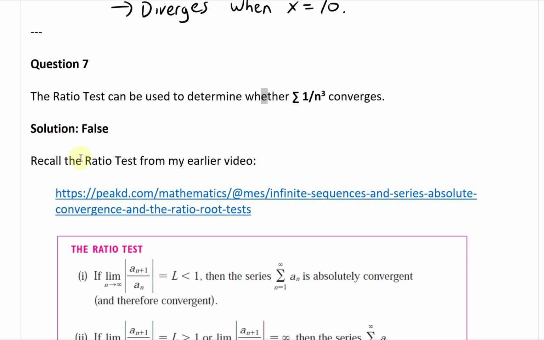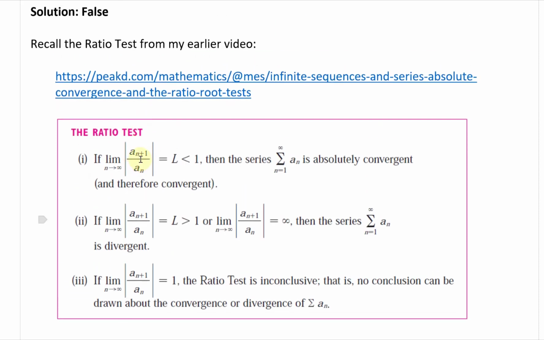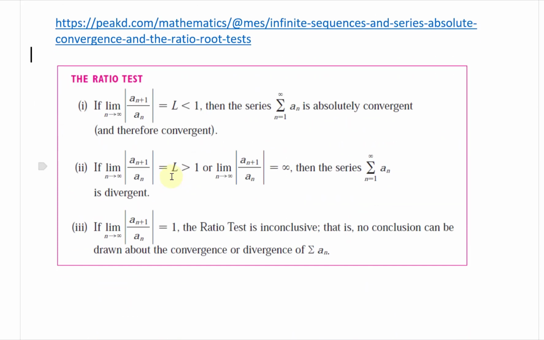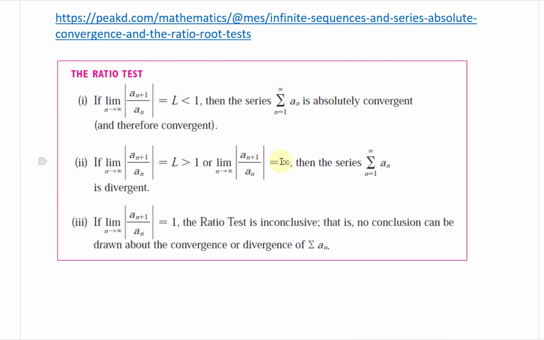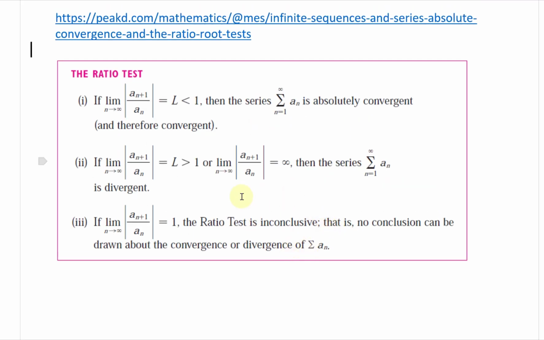To illustrate this well, first recall the ratio test from my earlier video on absolute convergence and the ratio/root test. If the limit as n approaches infinity of the absolute value of a_(n+1) divided by a_n equals L less than 1, then the series absolutely converges and is therefore convergent. If L is greater than 1, or the limit goes to infinity, then it's divergent. But if it equals 1, the test is inconclusive: no conclusion can be drawn about the convergence or divergence of the series a_n.